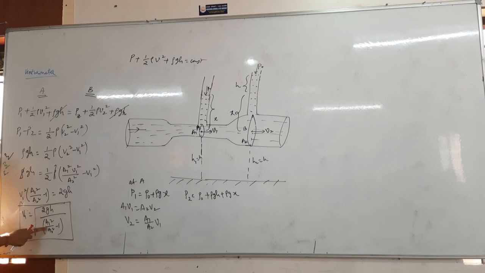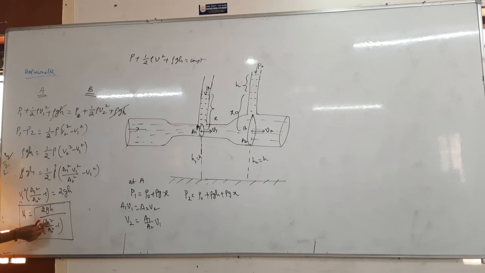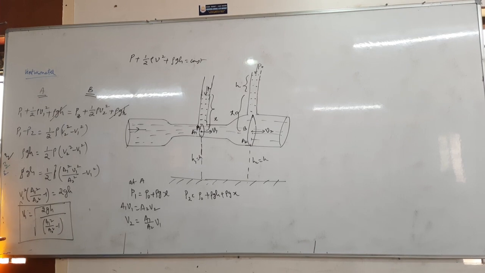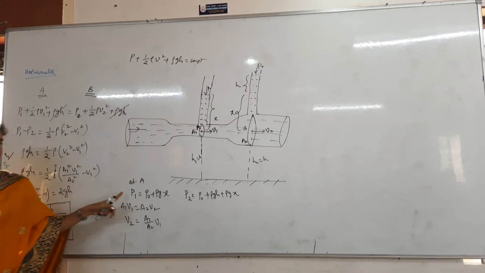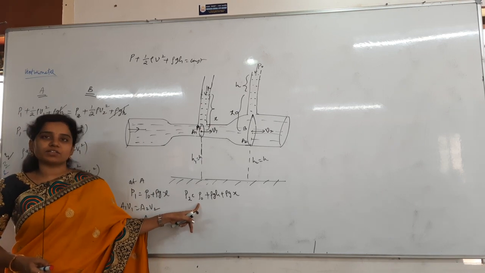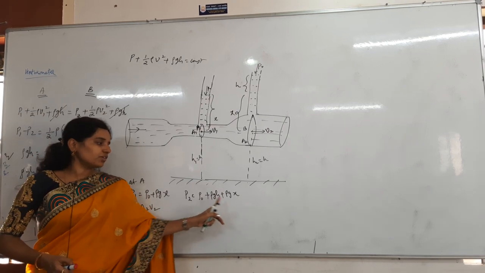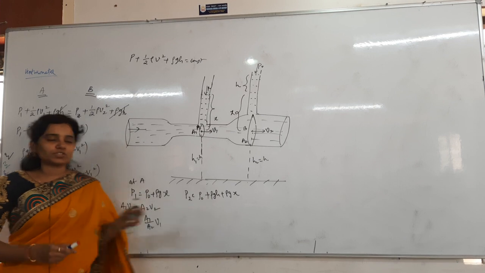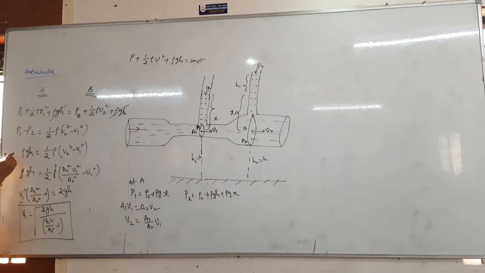See here, A1 and then A2. A1 is smaller in this case, and A2 is larger. So whenever you see the smaller by the larger value, you will get a minus in the value. Instead of that, we already got minus rho gh right here. P1 minus P2, how much did we get? P naught and rho gh get cancelled. Minus rho gh is there. So if you substitute minus rho gh here, then what will you get? This will be 1 minus A1 square by A2 square.